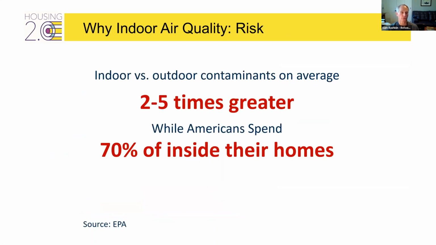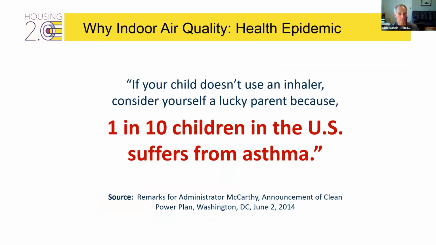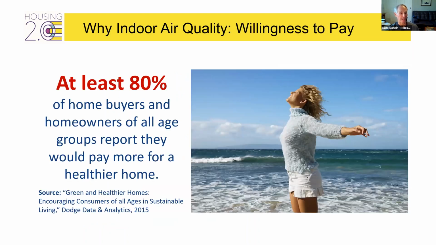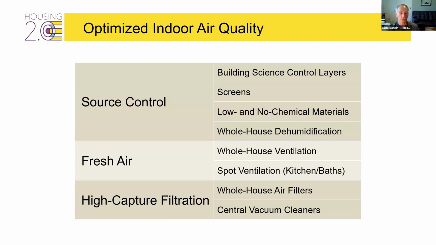And we also have metrics that show the risk is great. EPA documents 2 to 5 times greater contaminants indoors than outdoors while we spend most of our time in the homes. 1 in 10 children suffer from asthma. At least 80% of home buyers and homeowners of all ages are willing to pay more for a healthier home. And this was a study done in 2015. Move up to COVID and post-COVID, and this has to be well over 90% the interest in good health at home. And the strategies are simple and basic.